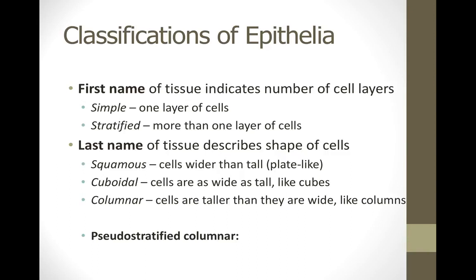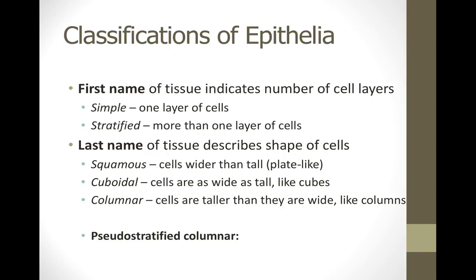Now, what I'm going to focus on is the epithelial tissue to start with. Epithelial tissue has two-part names. The first part of the name depends on the number of layers that form the tissue, either a single layer of cells, which we refer to as simple, or multiple layers of cells stacked on top of each other, for which we use the word stratified to define it.